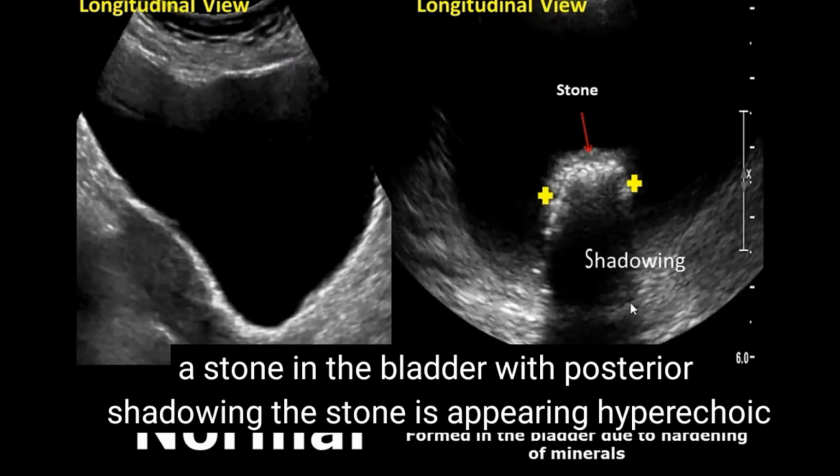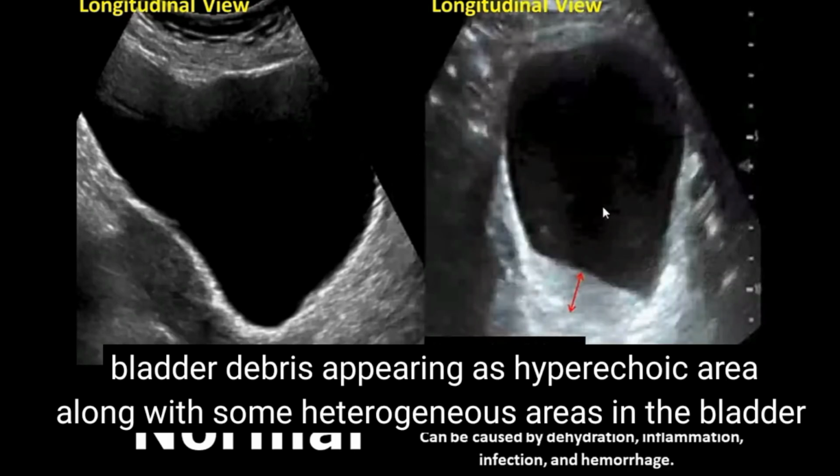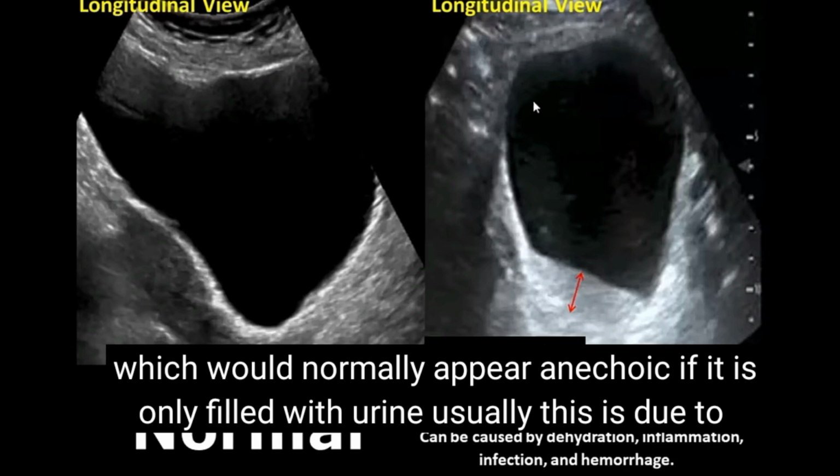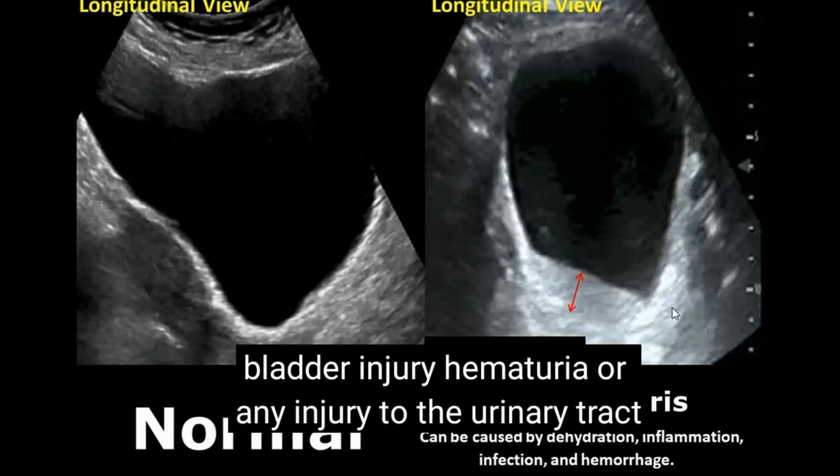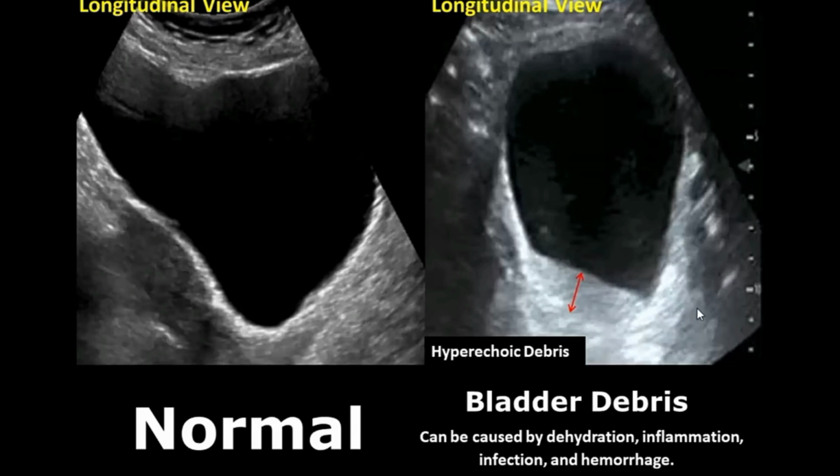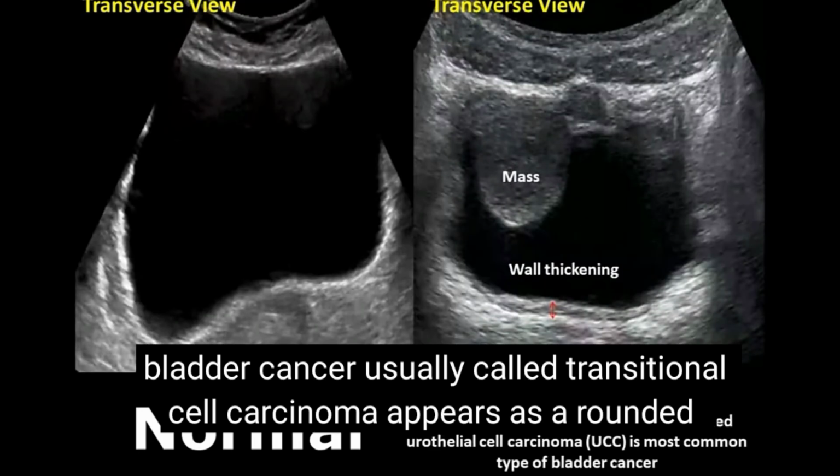A stone in the bladder with posterior shadowing. The stone is appearing hyperechoic. Bladder debris appears as a hyperechoic area along with some heterogeneous areas in the bladder, which would normally appear anechoic if it is only fluid filled with urine. Usually it is due to bladder injury, hematuria, or any injury to the urinary tract.